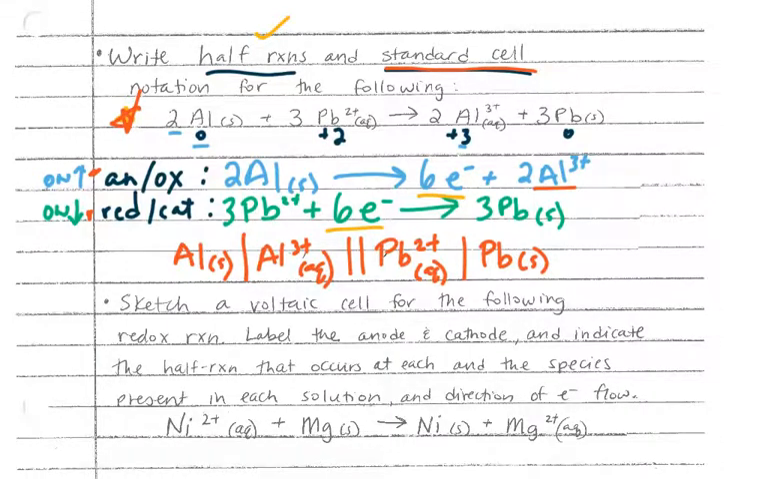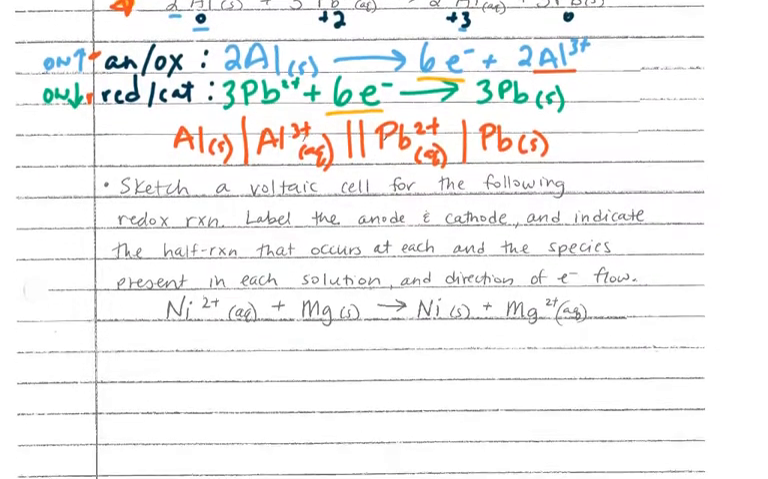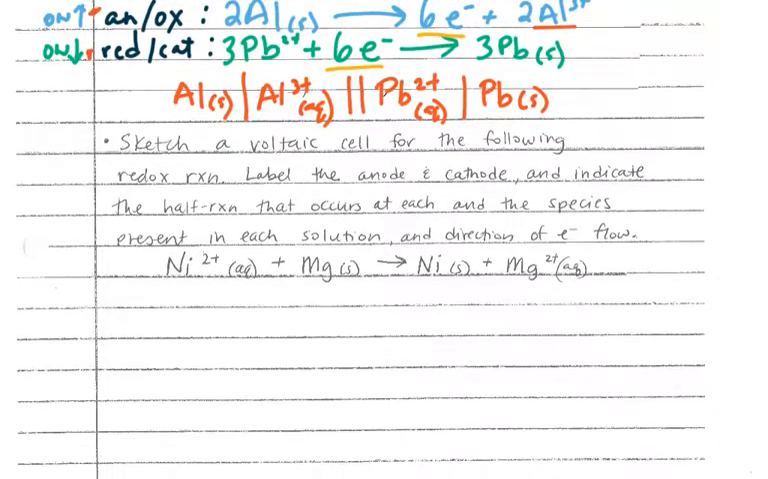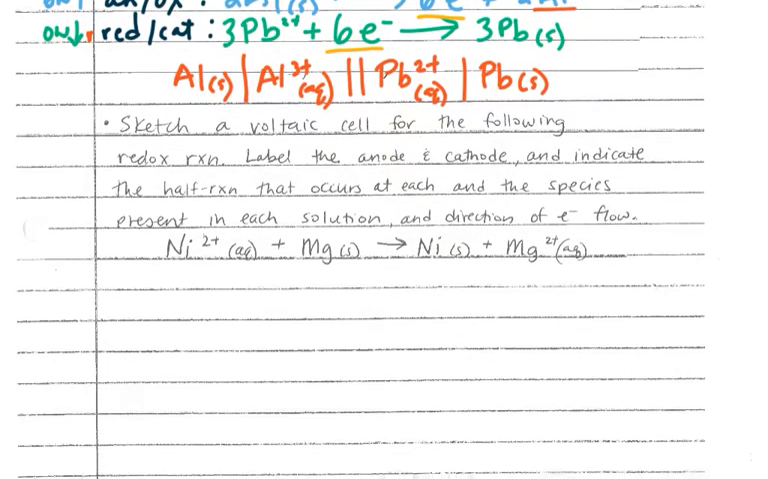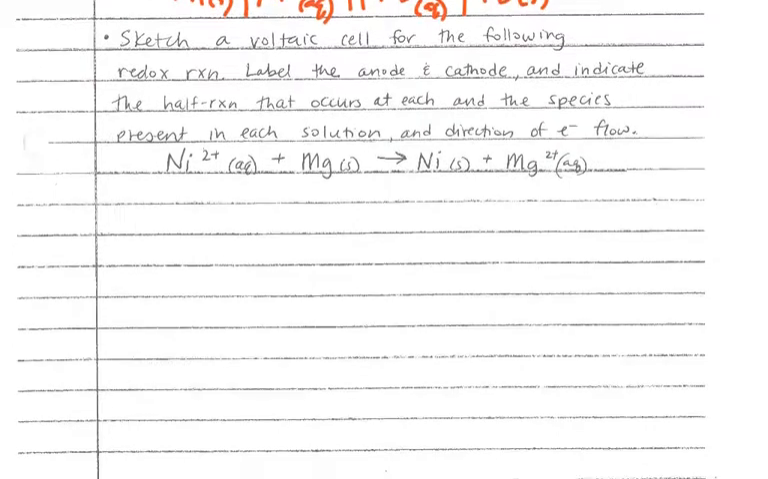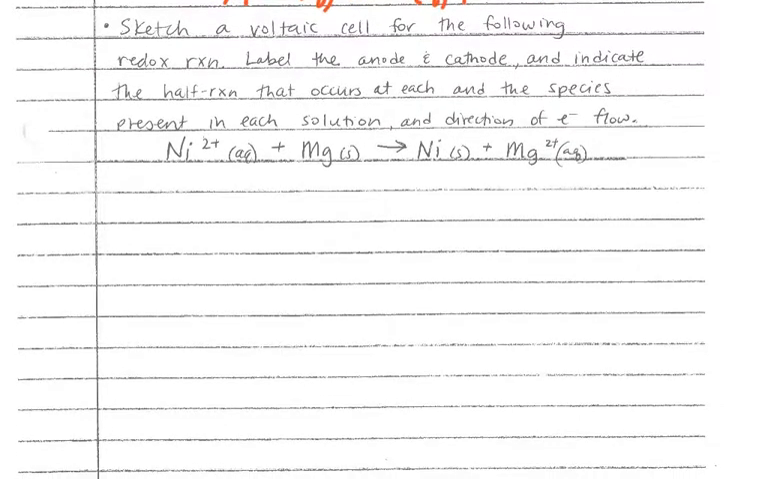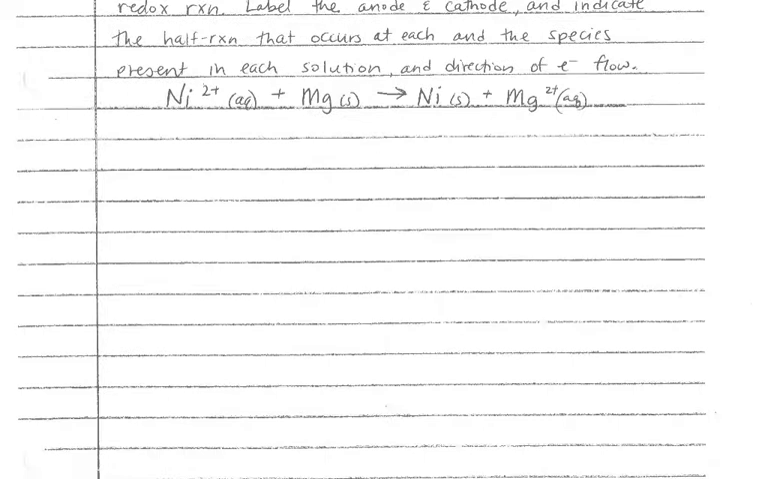All right, the next problem asks us to sketch a voltaic cell for the following reaction. So in your Socrative online homework, there's not really a sketching tool for you to sketch these things. You might label one, but you should practice some problems where you actually have to sketch one. So I'm going to start by just sketching the components.